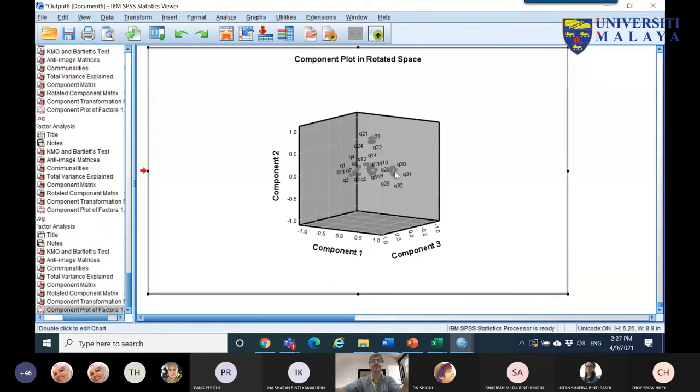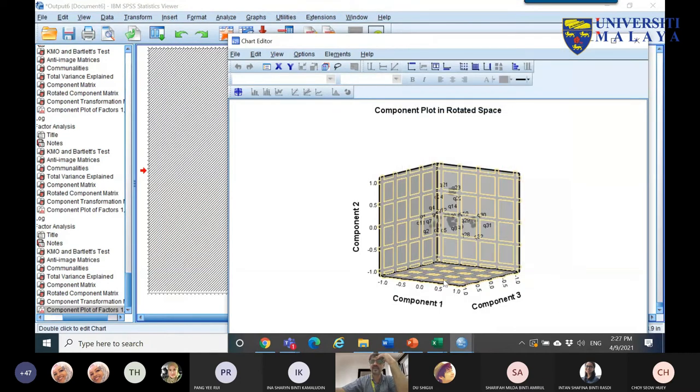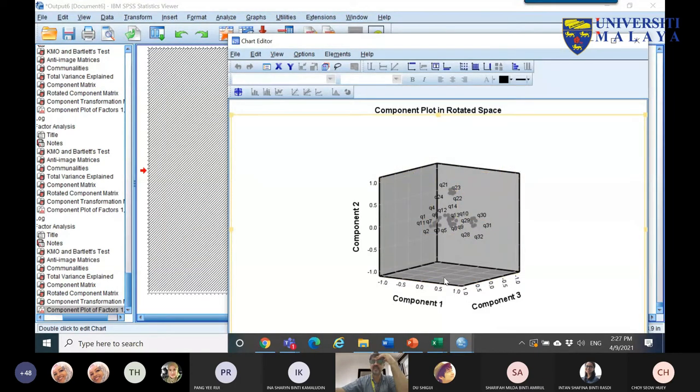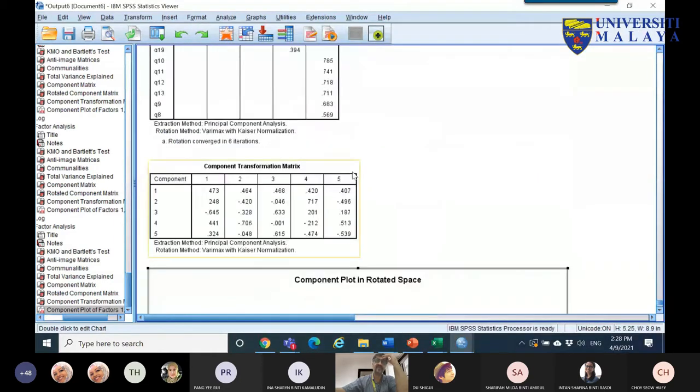Clear? Yes. So this is called the component plot in rotated space, but only according to the three components, because we have three dimensions only. So that's the maximum dimension in which we can draw the distribution. And another problem, if I'm not mistaken, this graph is not rotatable. Sometimes in some software, you can rotate this graph and you can see the changes. But here, we cannot rotate it. That's why you don't need to use it.